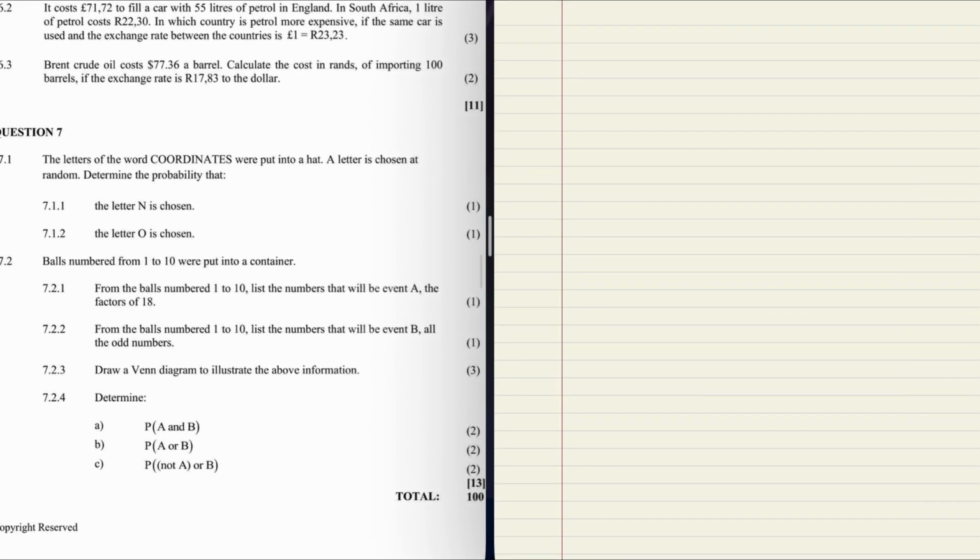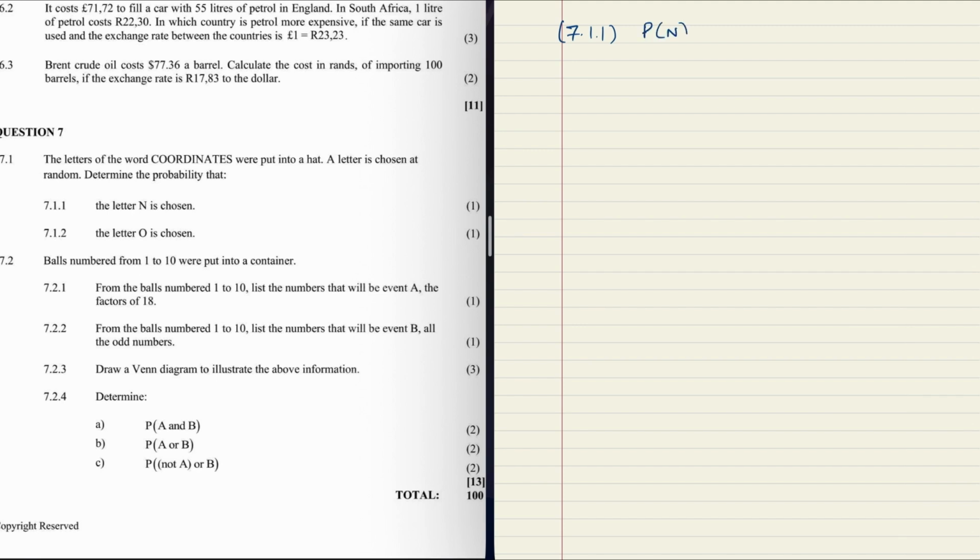The letters in the word coordinates were put into a hat. A letter is chosen at random. Determine the probability that the letter N is chosen. So from the letters of the word coordinates, there's only one N. So the probability of getting an N is going to be 1 out of the total number of letters in the word coordinates, which is 1, 2, 3, 4, 5, 6, 7, 8, 9, 10, 11. There are 11 letters. So 1 out of 11.